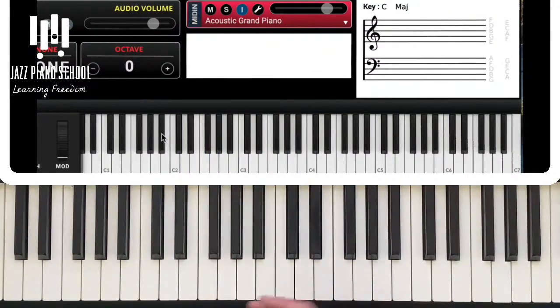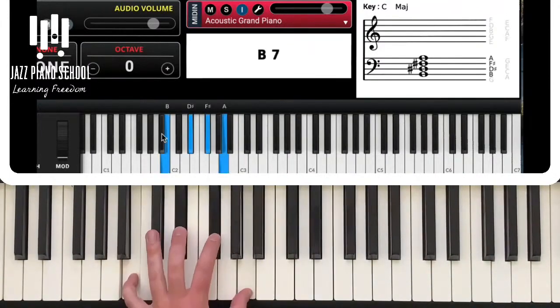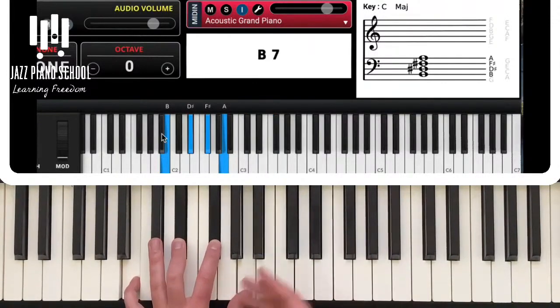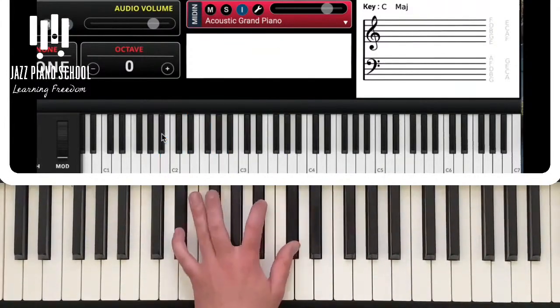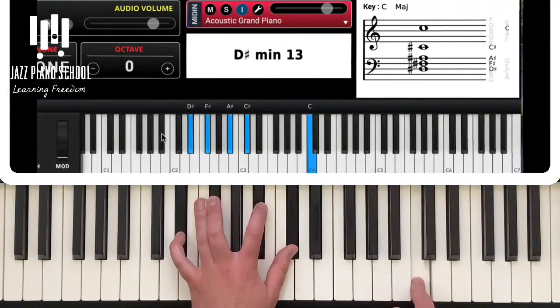And I want to be able to recognize it through all keys, right? B dominant 7, flat 9, natural 9, sharp 9, right? Sharp 11. Okay, you want to be able to recognize this the whole time. And then it just keeps going, right? Flat 13, regular 13. E flat minor 7, 9, 11, 13.